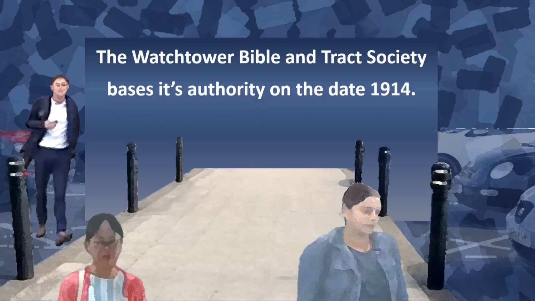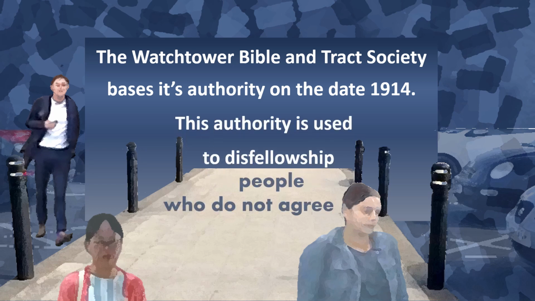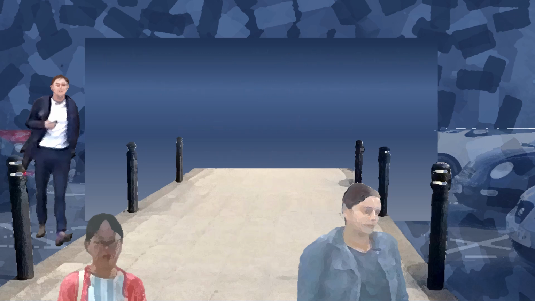The Watchtower Bible and Tract Society bases its authority on the date 1914. This authority is used to disfellowship people who do not agree with what they publish.